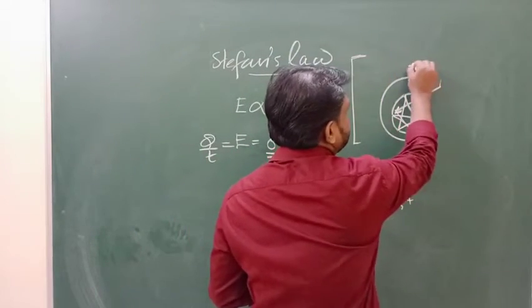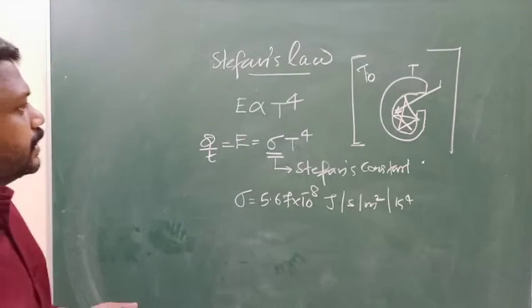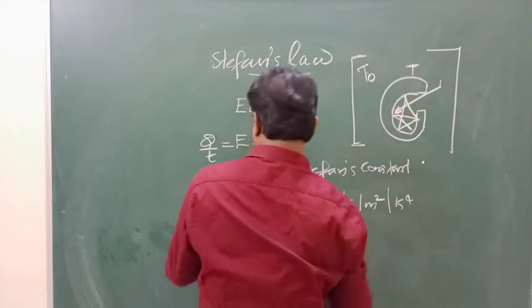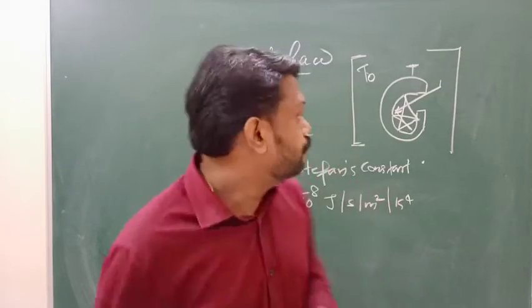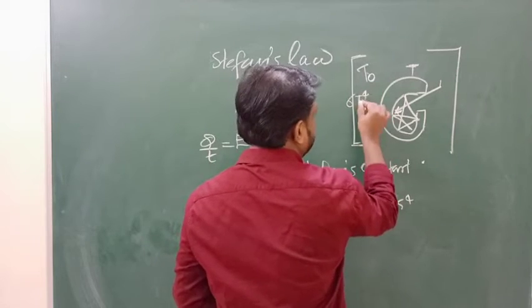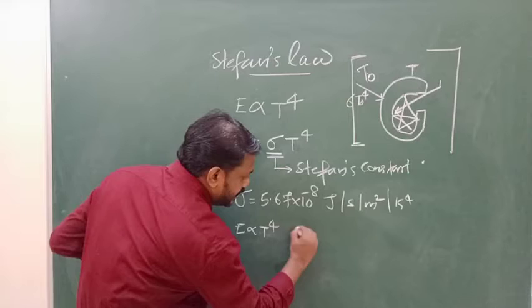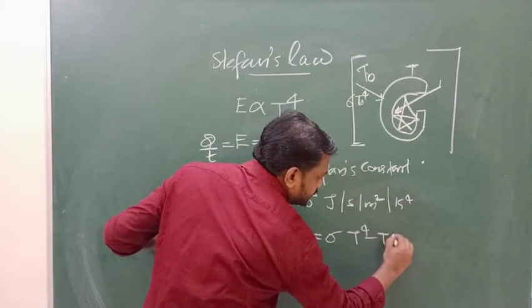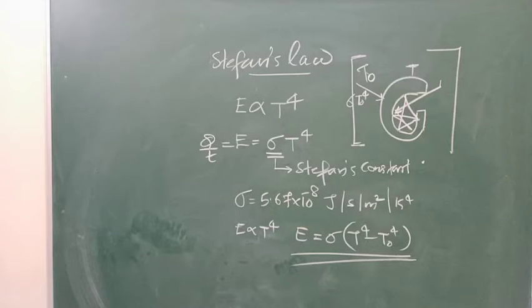Suppose its temperature is T, and it is kept in a cavity whose surrounding temperature is T0. The emissive power of the body is proportional to T to the power 4. But at the same time, it is a good absorber also, so T0 to the power 4 amount of energy can be absorbed by it. So the net emissive power will be E equal to sigma into T to the power 4 minus T0 to the power 4, where T is the absolute temperature of the black body and T0 is the surrounding, that is the cavity, temperature. So that is Stefan's law: the emissive power of a black body is directly proportional to the fourth power of its absolute temperature.